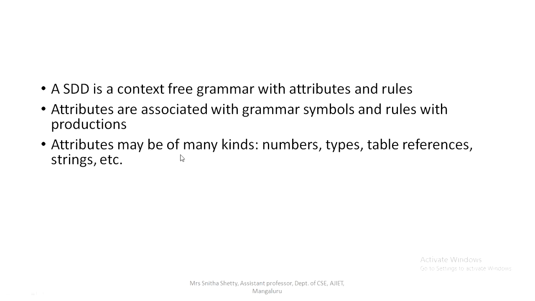The attributes may be of many kinds like numbers, types, table, reference, string, etc. So these are the characteristics of SDD. What are the characteristics of SDD? It is a context-free grammar with attributes and rules, attributes are associated with the grammar symbols and rules with the production, and attributes may be of many kinds like numbers, types, table, reference, strings, etc.